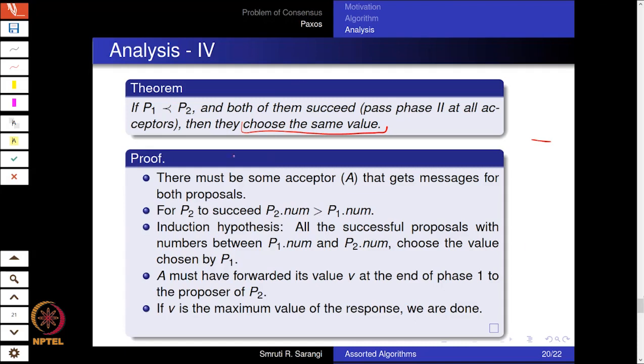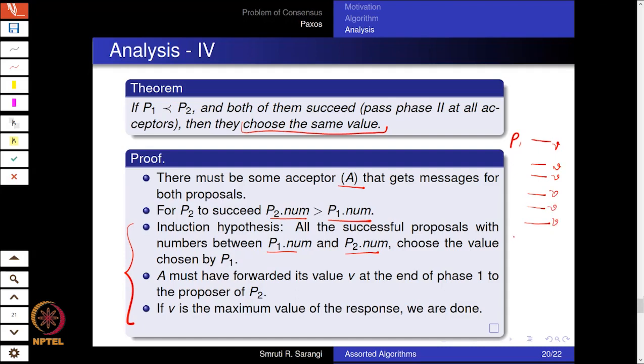So again, we can do the same between P1 and P2, find a common acceptor. So for P2 to succeed, P2.num has to be greater than P1.num, again follows from the monotonicity. So now let us set up a mathematical induction problem. So the induction hypothesis is that all the successful proposals with numbers between P1.num and P2.num choose the value chosen by P1. So if P1 chooses V, all the intermediate proposals, which pass both the phases, also choose value V.